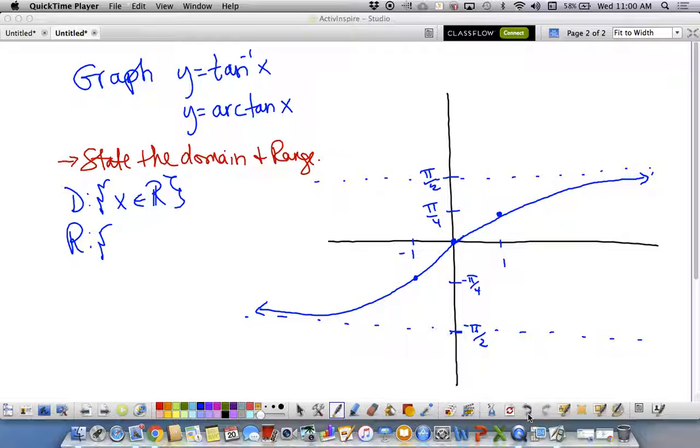All right. So what is the range of my inverse? Go ahead, Emily. Y is a real number, and negative pi over 2 less than y less than pi over 2. Yes.